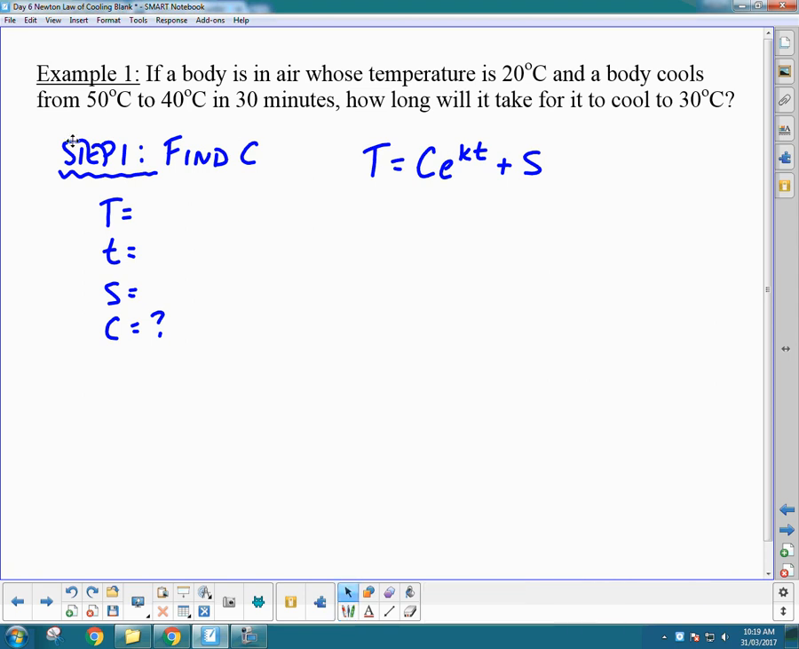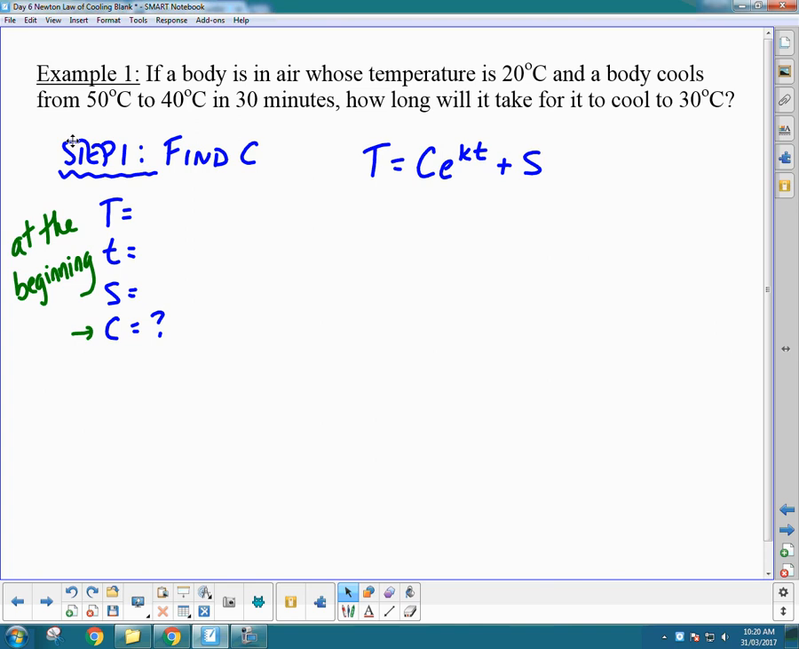To figure out this stuff, we have to consider the beginning, because C is the beginning. So we're looking at this scenario at the beginning. Now it's tempting to say that our initial temperature is 50 degrees Celsius, because it says it cools from 50 to 40. The difference though is that in this situation, the temperature is made up not just of the temperature of the actual item, but also the surrounding temperature.